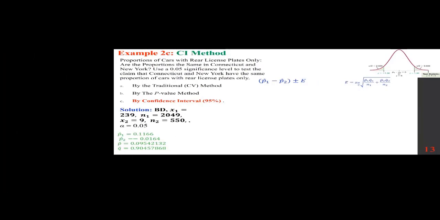The given information here, we have it. And now we need to calculate the confidence interval. To do that, here are the formulas. We have P1 hat minus P2 hat plus or minus E. E is Z alpha over 2 times the square root of P1 hat Q1 hat over N1 plus P2 hat Q2 hat over N2.